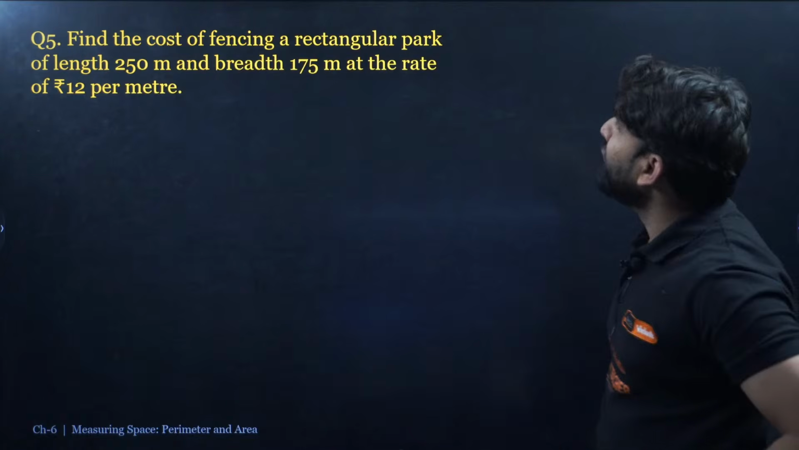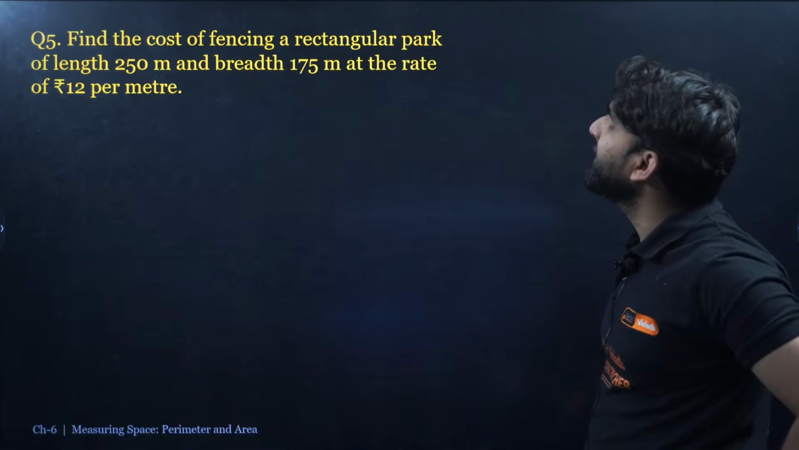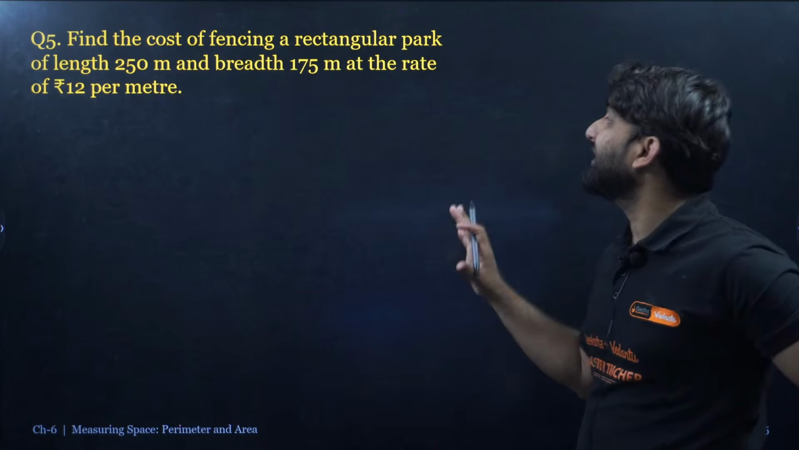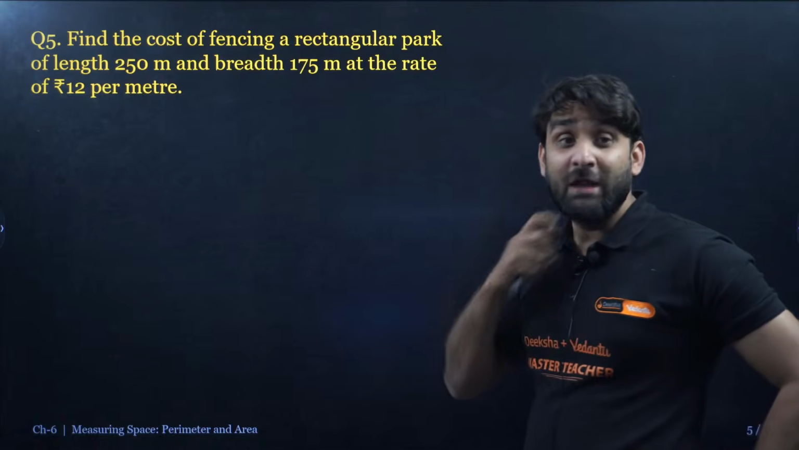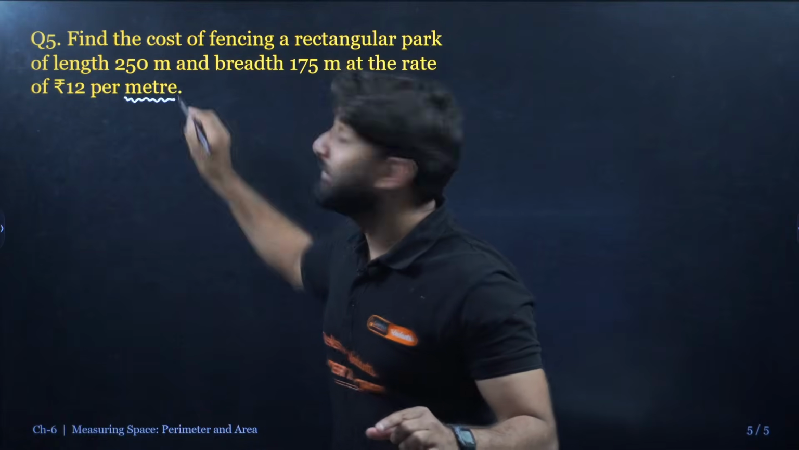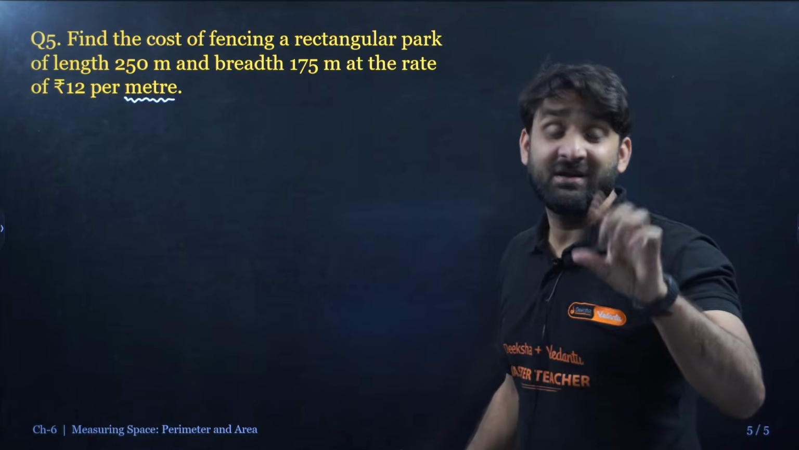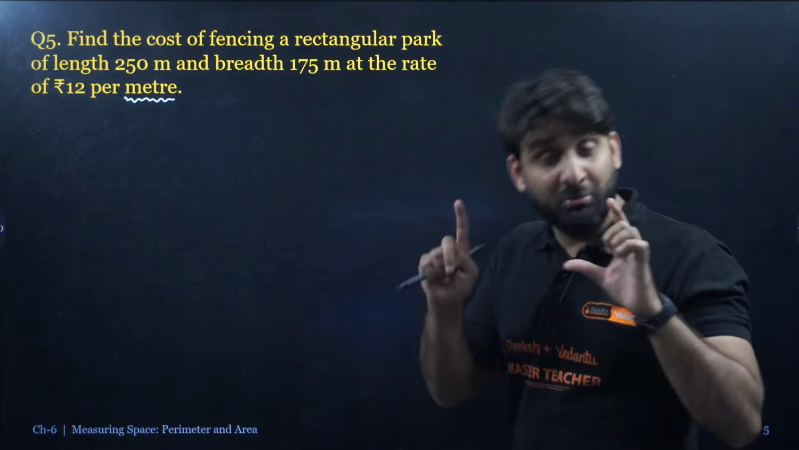Find the cost of fencing of a rectangular park of length 250 meter and breadth 175 meter at the rate of rupees 12 per meter. Can you see this? Per meter. Meter square is not there. Per meter is there. It means that we are talking about length.